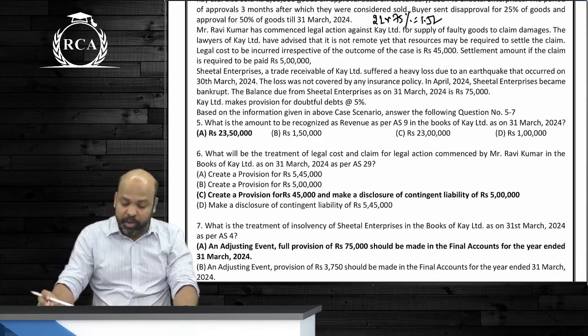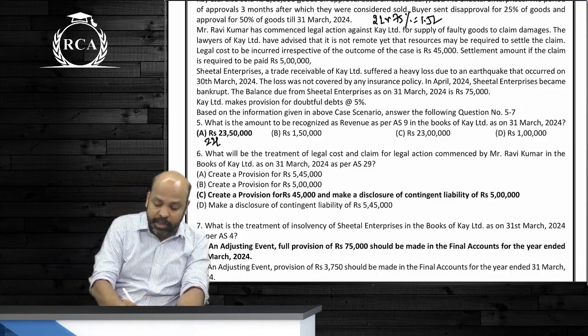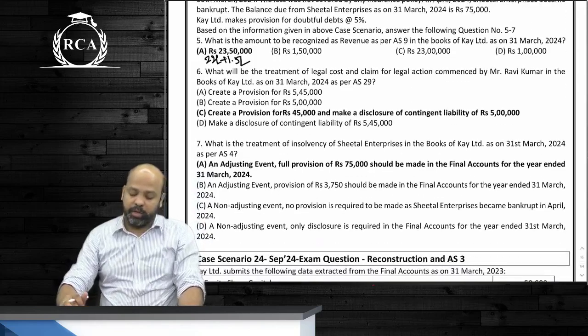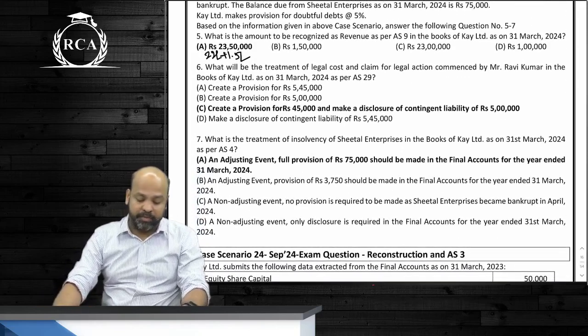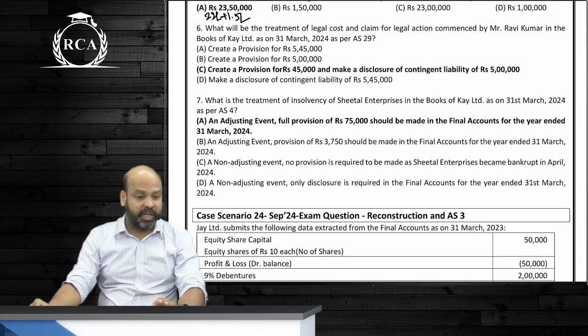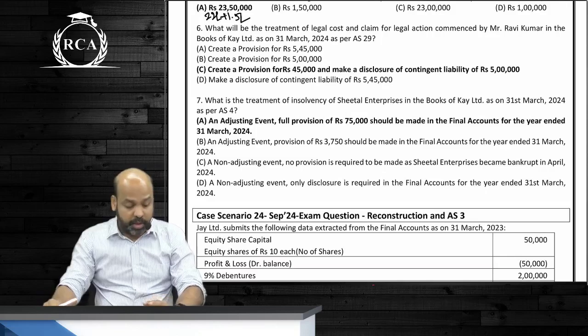First bit, guys, what is the amount to be recognized as revenue? 22 lakhs plus 1,50,000. What will be the treatment of legal cost and claim? Contingent liability 5 lakhs, provision 45,000. Treatment of insolvency, adjusting event. Yes or no, kids?